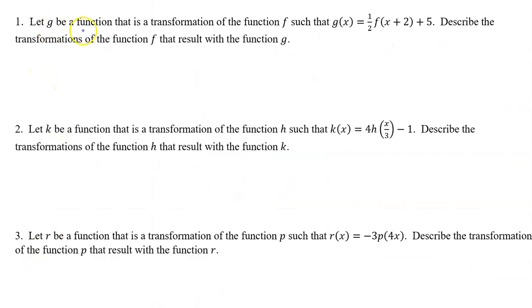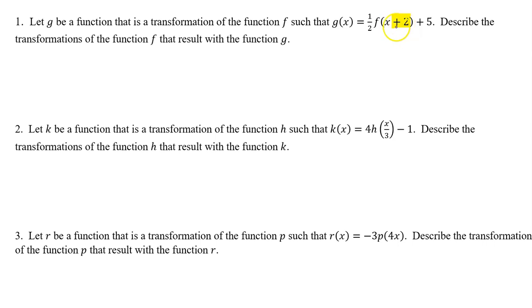Number 1, let g be a function that is a transformation of function f, such that g of x equals 1/2 f at x plus 2, plus 5. Describe the transformations of the function f that result with function g.